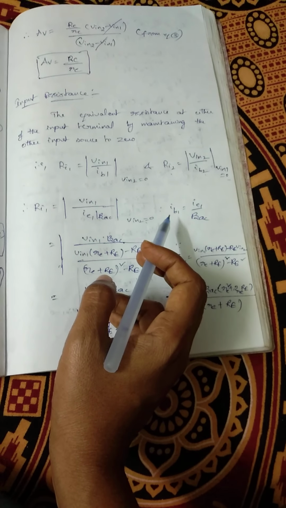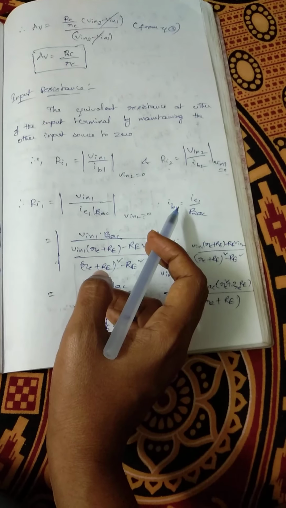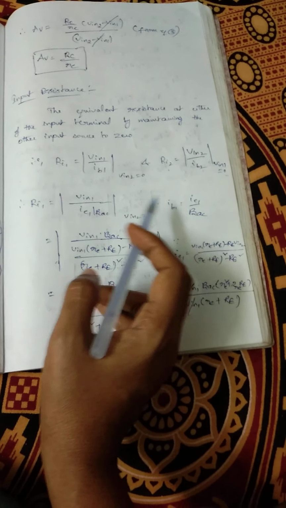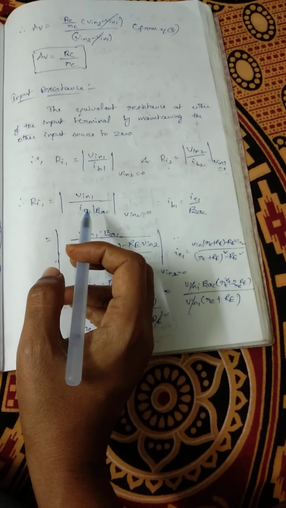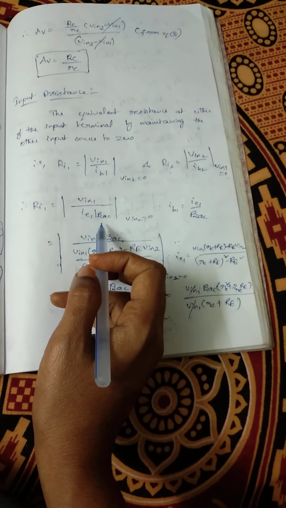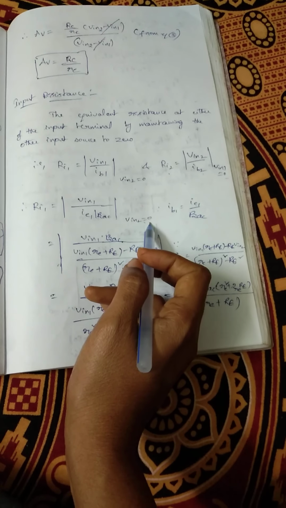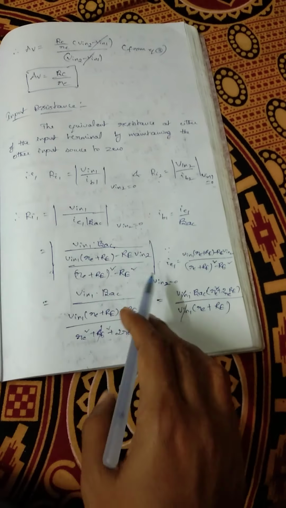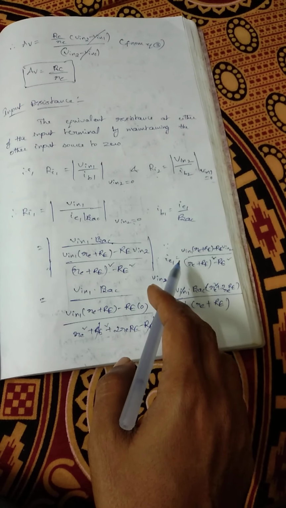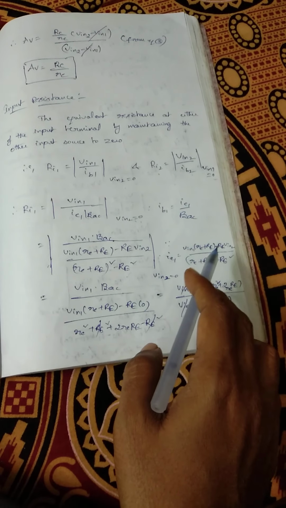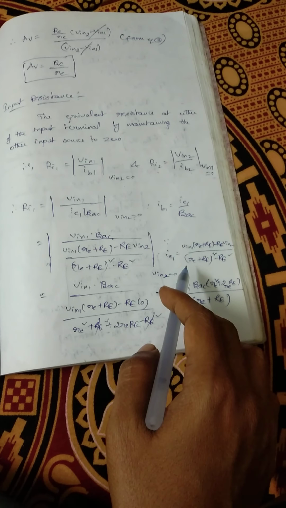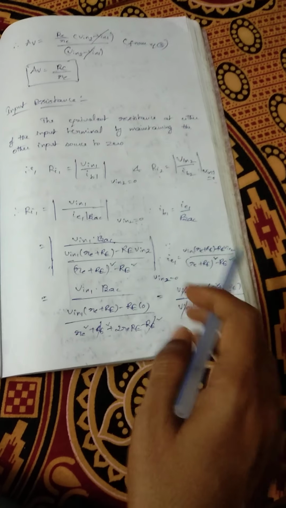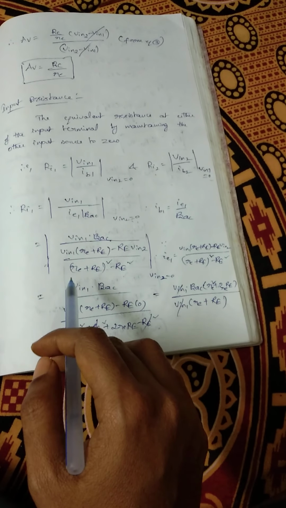We know Ib1, that is base current, is equal to the ratio of Ie1 by beta Ac. Substitute this value in this equation, then Vn1 by Ie1 by beta Ac by maintaining Vn2 is equal to 0. And already we know the value of Ie1. So that is Ie1 is equal to Vn1 into (Re plus capital Re) minus capital Re into Vn2 by (Re plus capital Re) whole square minus capital Re square. Substitute this value in this equation.